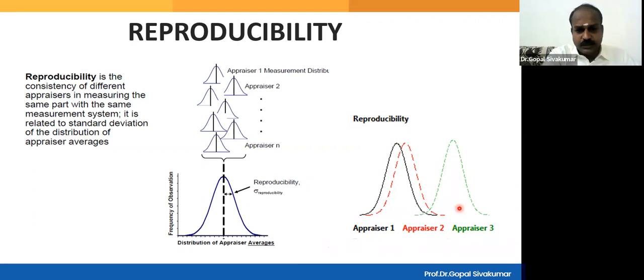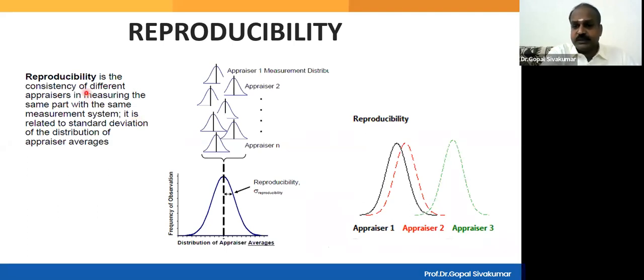Similarly, the agreement between 1 and 2 is somewhat better, but there is a small amount of disagreement. This kind of disagreement among multiple appraisers is called reproducibility error. Reproducibility is the consistency of different appraisers in measuring the same part, with the same measurement system, multiple times. So reproducibility is good, but reproducibility error is bad.